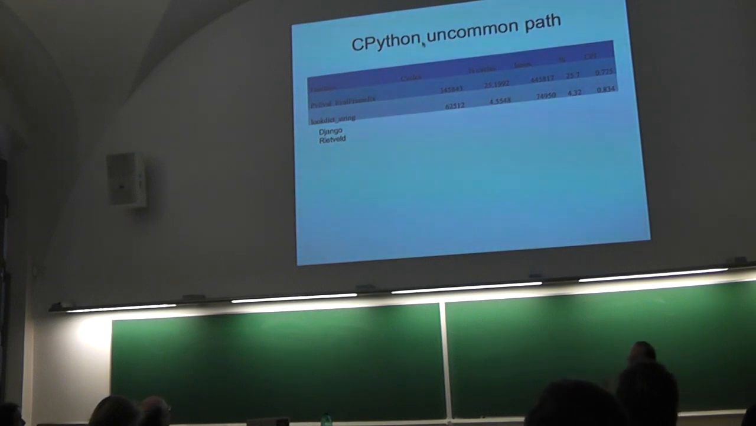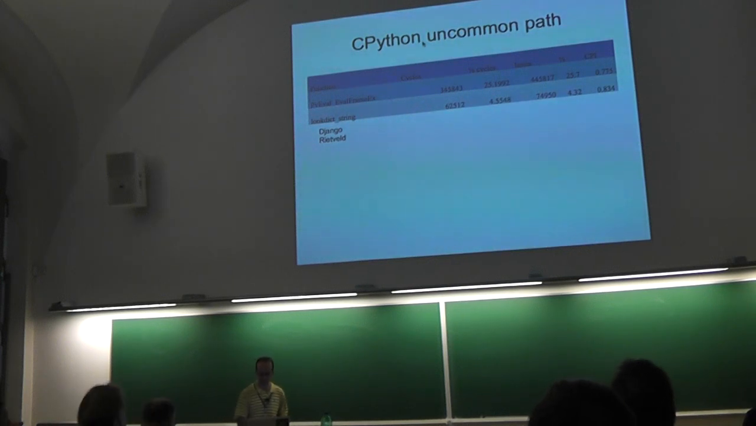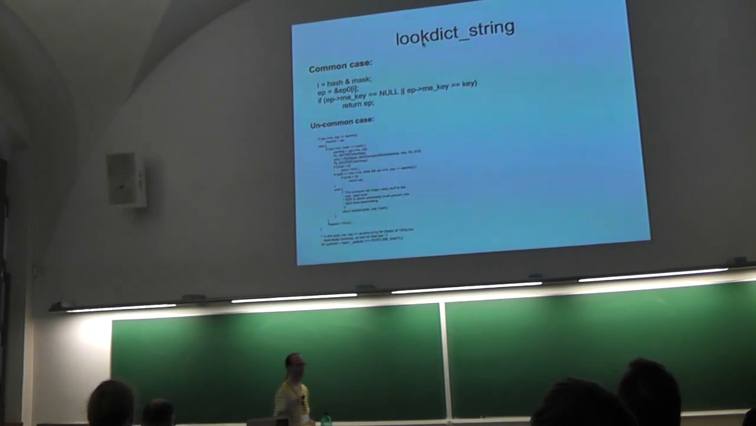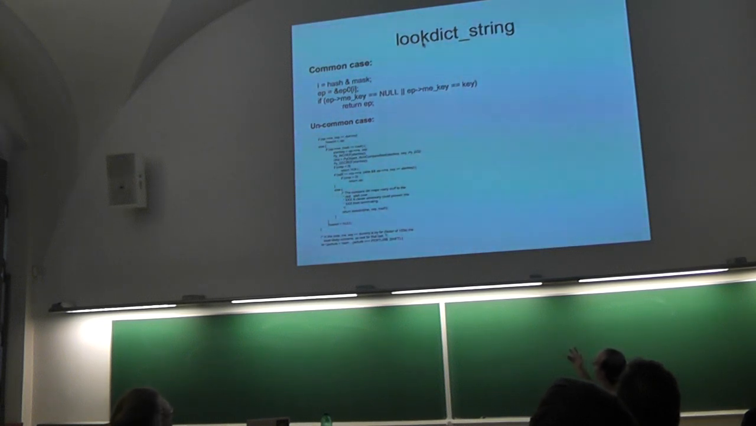But right after that is this function called lookdict_string. And lookdict_string is actually an optimized version of a general dictionary lookup for strings. What happens in that function is there's a very common case for very sparsely populated dictionaries. Assuming that it really was a string, it'll calculate this hash, and then normally find the value in the first bucket if it's there. So the common case is just immediately finding that key and returning it.